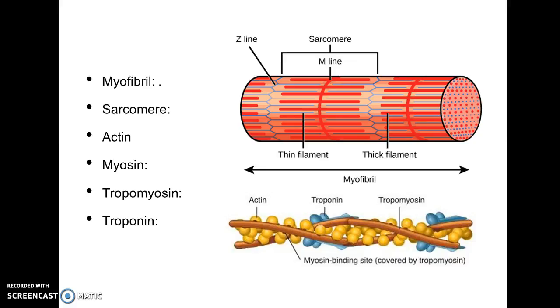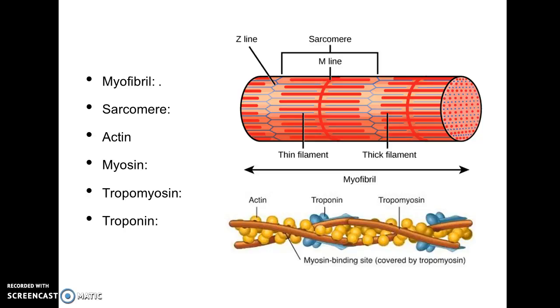Myofibrils. That's a cylinder-shaped specialized structure found within the cell, which runs the whole length of a muscle fibre. The sarcomere, the functional unit of a myofibril divided into the I, the A and the H bands. That's not relevant for this part of the topic. The actin, a thin contractile protein filament containing actin binding sites. Myosin, the thicker contractile protein filament with heads, known as the myosin arms.